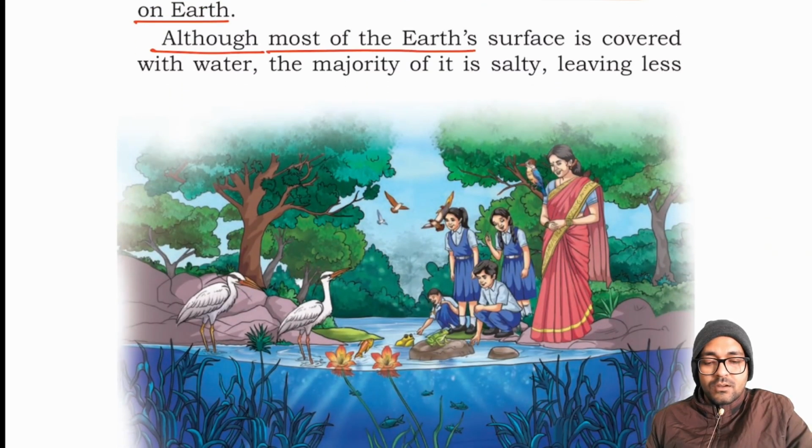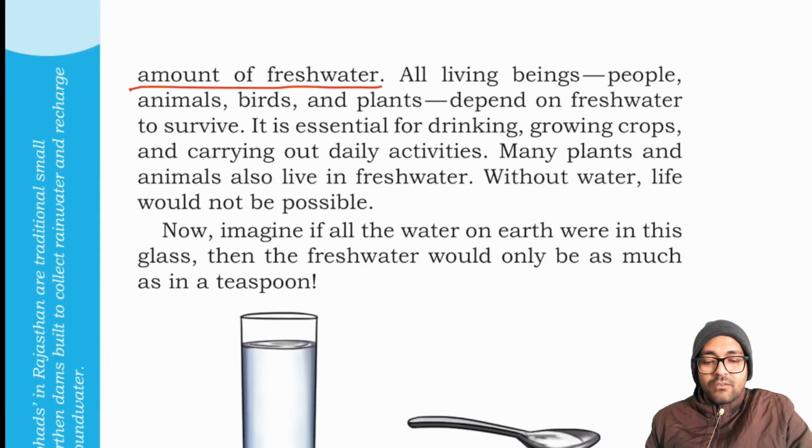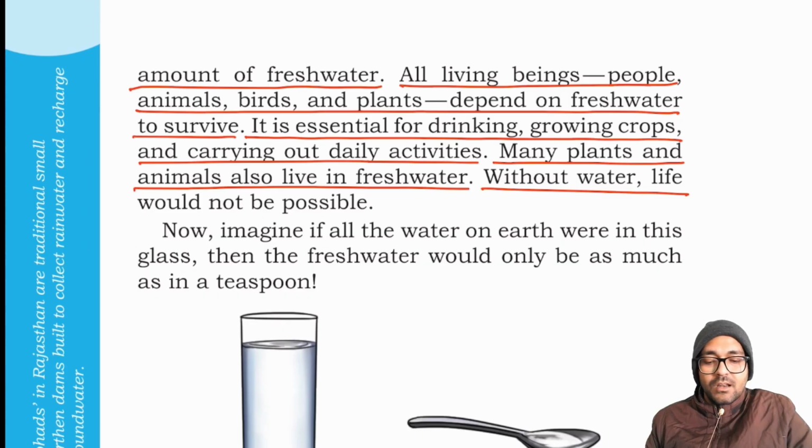Although most of the Earth's surface is covered with water, the majority of it is salty, leaving less amount of fresh water. All living beings, people, animals, birds and plants depend on fresh water to survive. It is essential for drinking, growing crops and carrying out daily activities. Many plants and animals also live in fresh water. Without water, life would not be possible.